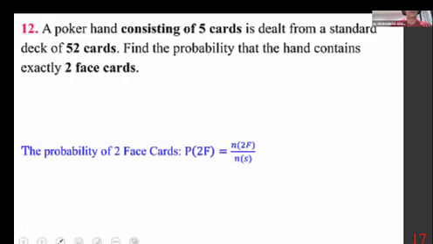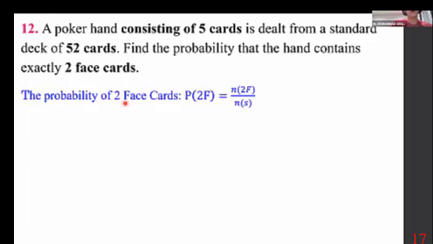A poker hand consisting of 5 cards is dealt from a standard deck of 52 cards. Find the probability that the hand contains exactly 2 face cards. So again, I'm going to do the same thing. I'm going to write the probability as follows. The probability of 2 face cards, I'm going to call it 2F, n of 2 face cards over n of s. So this is what we need to calculate.